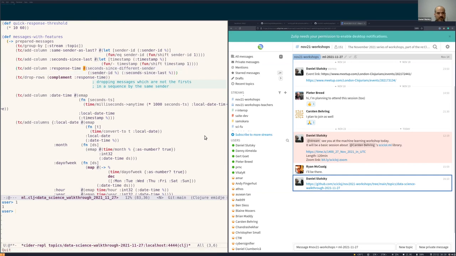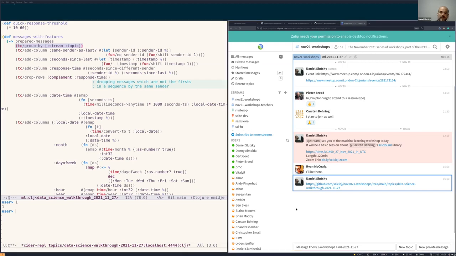And maybe let us not go into the details because that is not the topic of today, but basically we are adding columns that allow us to look into the data in a more enlightening way. And you see, we are doing all that in tablecloth, this library that we had in other workshops for working with tables. And we are doing all these additions of columns after grouping by stream and topic. So we are computing all that in the context of a given topic inside a given stream, like we have here in the Zulip view on the right, right?